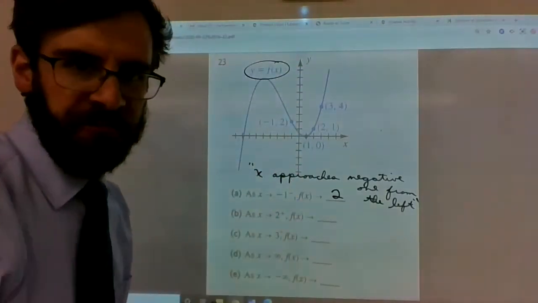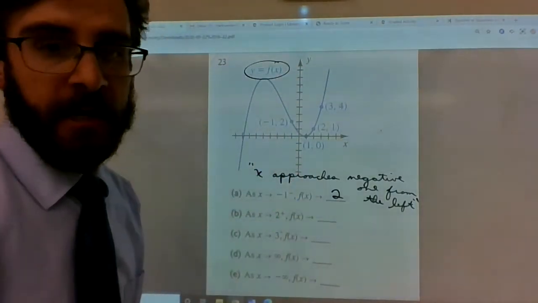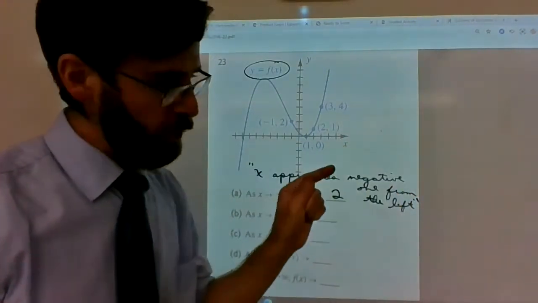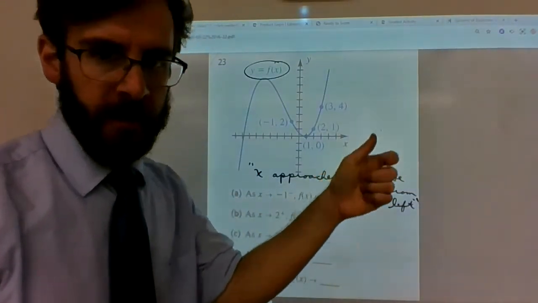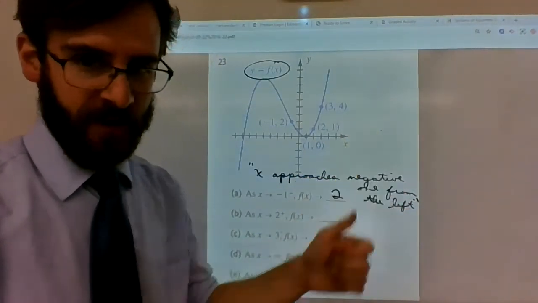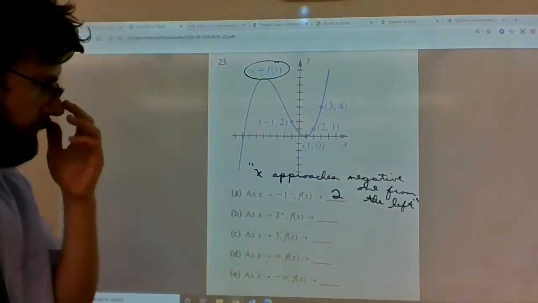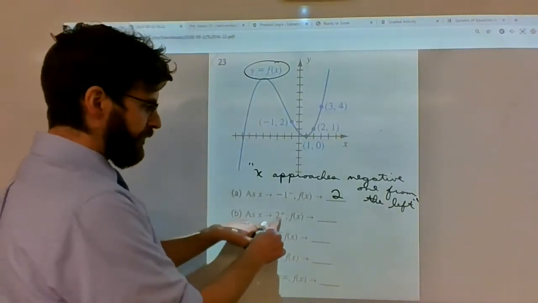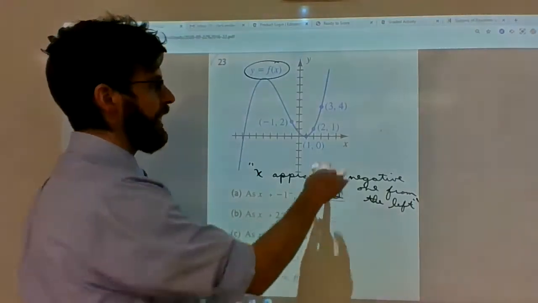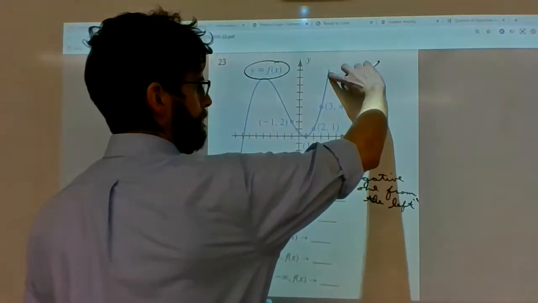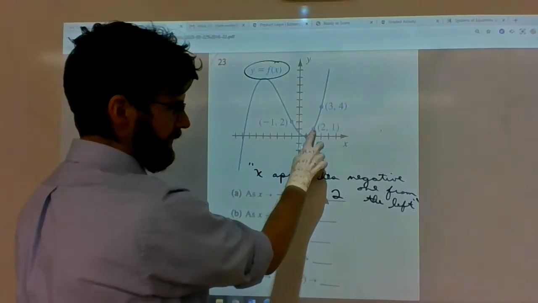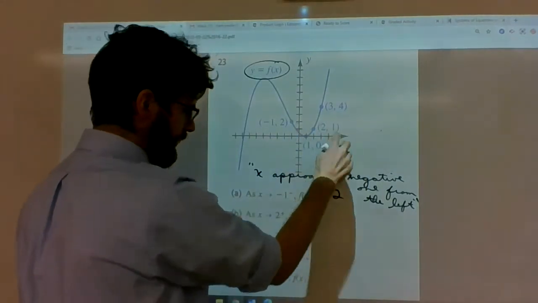Y equals f of x. F of x is just a way of saying you input x, you output f of x. You input x, you get y. You input x, you get f of x. So this is actually a fairly simple task. If you're on the curve and you're approaching 2 from the right, here's x equals 2. Its y value is 1.